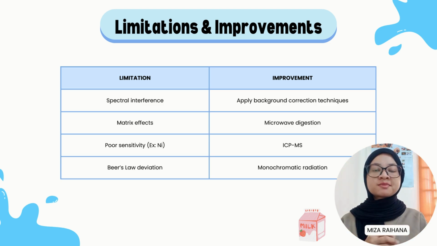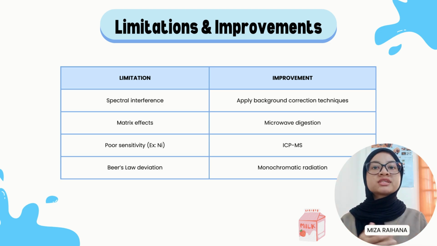The first one is the spectral interferences, where overlapping peaks and background emission occurred. This can be improved by applying a background correction technique or using the standard addition method when overlap is unavoidable. The second one is the matrix effects, where sample components suppress or enhance signals. It can be improved by proper sample digestion, such as microwave digestion.